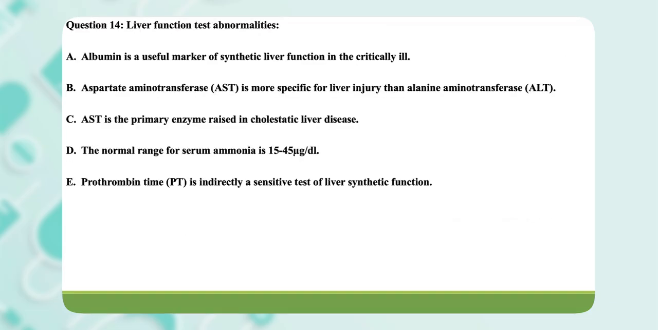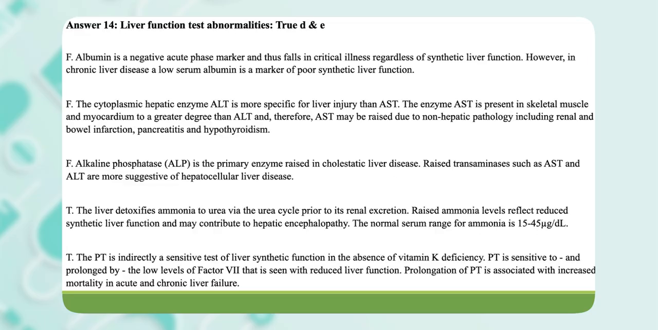The liver function test abnormality: albumin is usually a marker of synthetic liver function in the critically ill. ALT is more specific for liver injury than AST. ALP is the primary enzyme raised in cholestatic liver disease. The normal range of serum ammonia is 15 to 45 microgram per dL, and prothrombin time is an indirectly sensitive test of liver synthetic function. Let's see.